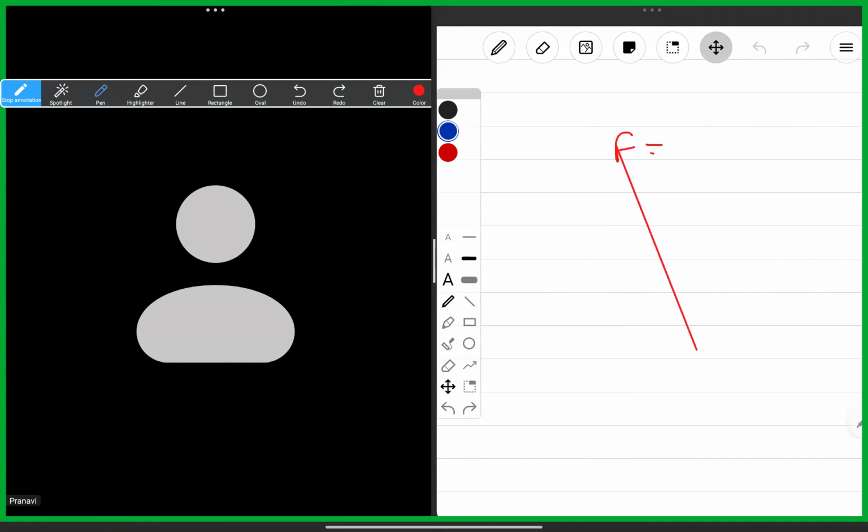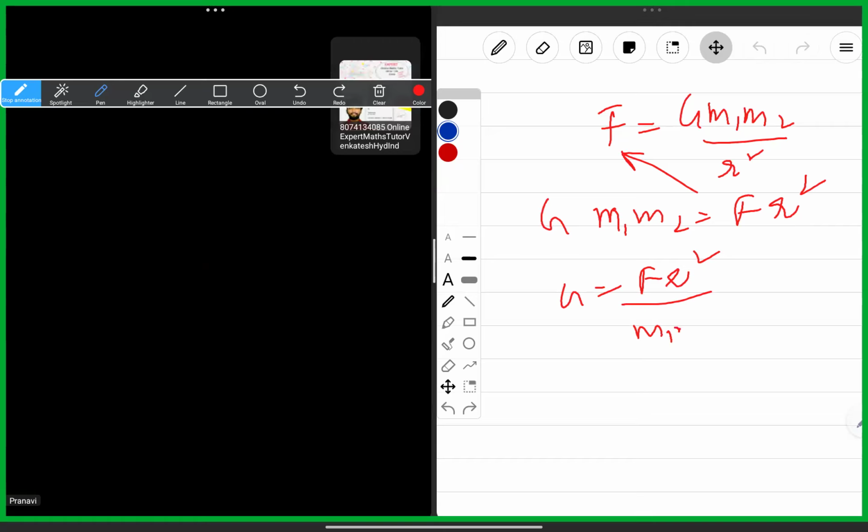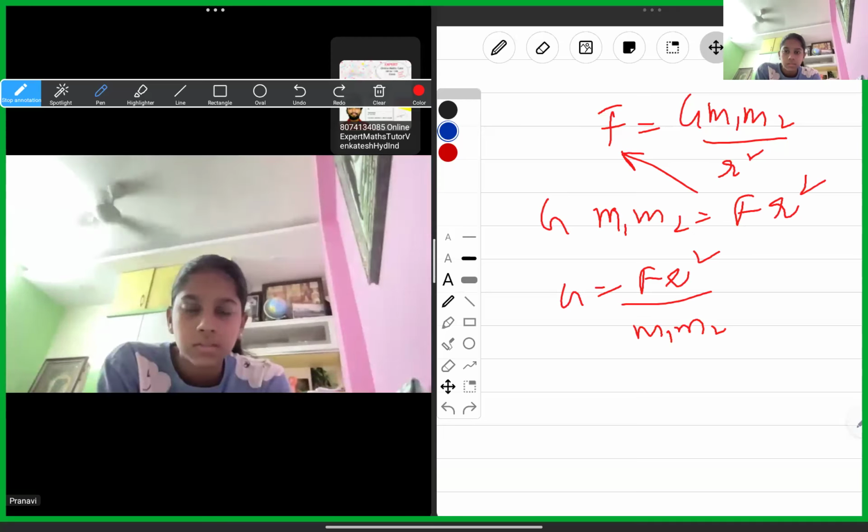So F is equal to G M1 M2 by R square. From this, Pranavi, if I cross multiply, G M1 M2 is equal to F R square. G is equal to F R square by M1 M2. Okay, Pranavi? Any doubt, Pranavi? Sir, now can you see it? Yes, Pranavi.